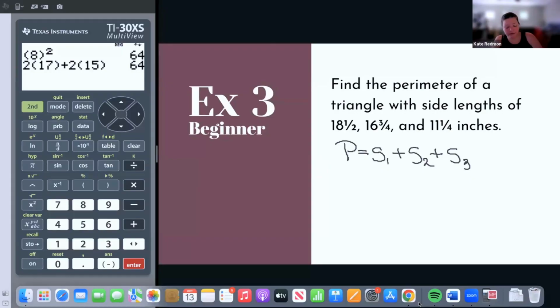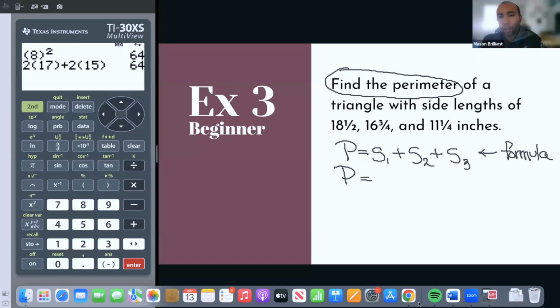Here's my formula. This is my known truth. Help me do the substitution here, Mason. Well, first we want to put the perimeter. Absolutely. We don't know the perimeter. We'll have that P stand in for the unknown. And then we do know the side length. Question I get a lot is, but which one is S1?